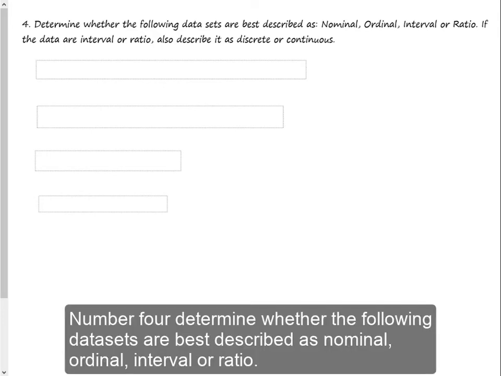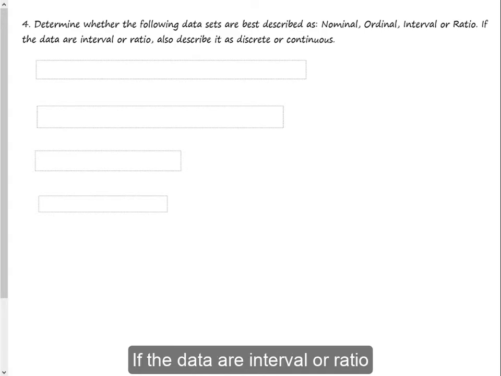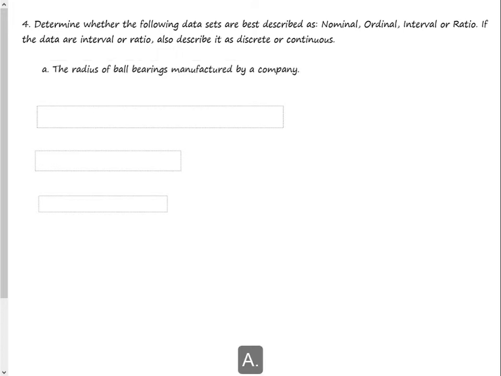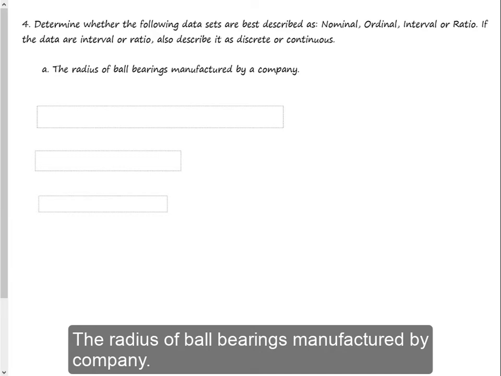Number 4. Determine whether the following data sets are best described as nominal, ordinal, interval, or ratio. If the data are interval or ratio, also describe it as discrete or continuous. A. The radius of ball bearings manufactured by a company.